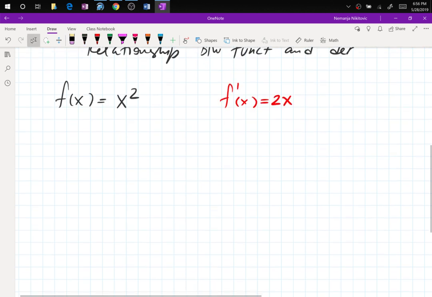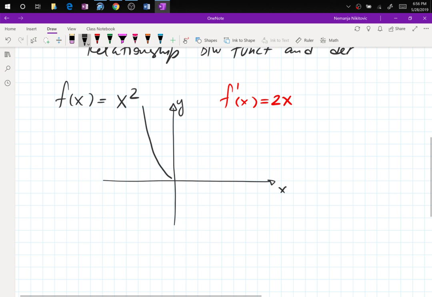So now if I am to graph both of these functions on the xy coordinate system, the black function x squared, and then the red function 2x.